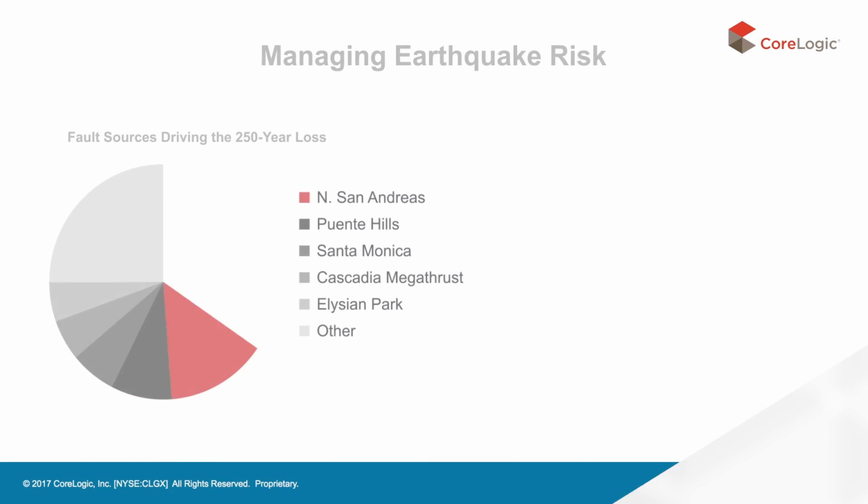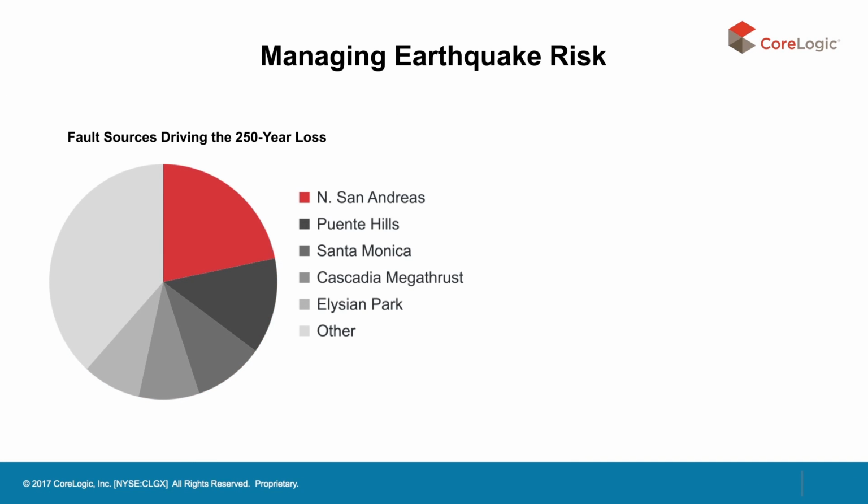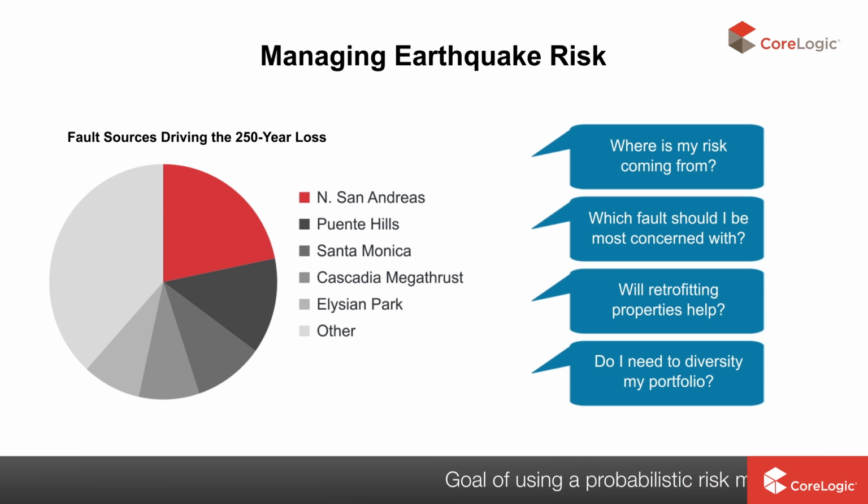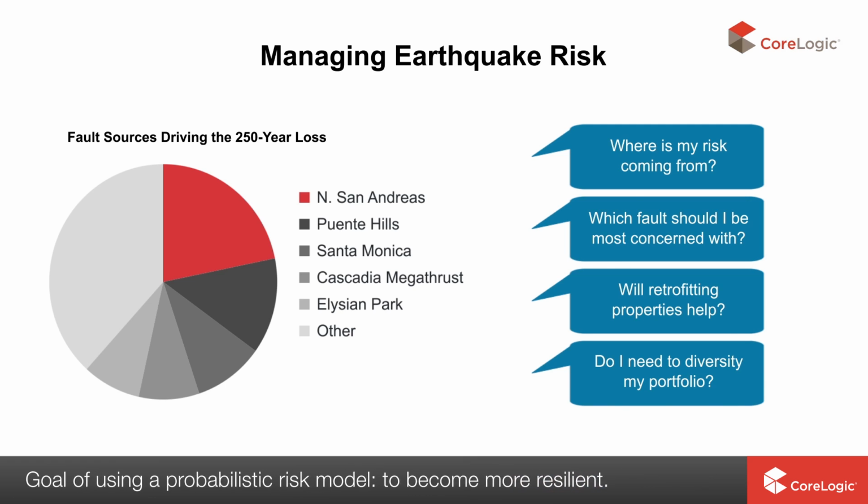Even though probabilistic risk models can estimate loss of life or casualty impacts, they're most commonly used for estimating financial loss. In addition to estimating financial loss, probabilistic risk models can provide added insights to help insurers assess where the risk is coming from. For example, insurers might want to know which fault sources and magnitudes of events are driving the risk. Ultimately, the goal of using a probabilistic risk model is to become more resilient.